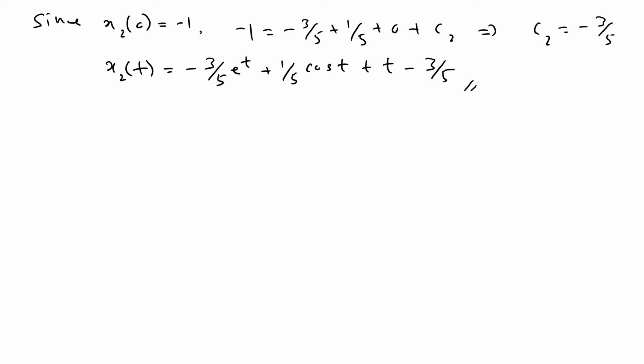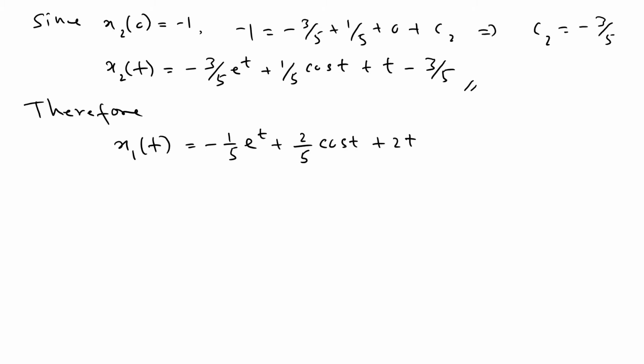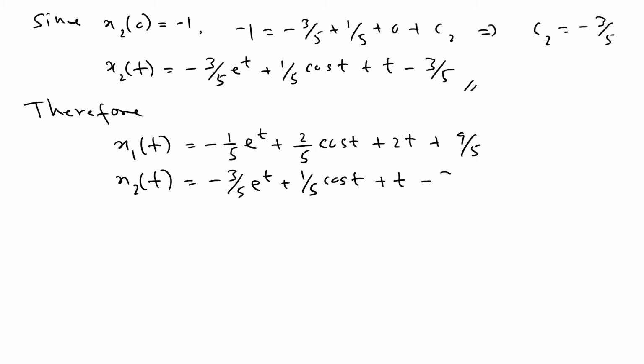So we solve for the x1 function and the x2 function. Actually, you can write them together. So therefore, x1(t) equals, so what do we get for x1(t)? For x1(t), we get negative 1/5 e^t plus 2/5 cosine t plus 2t plus 9/5, and x2(t), we just got that, is negative 3/5 e^t plus 1/5 cosine t plus t, and then we have minus 3/5. So that's the solution to the system with initial conditions.